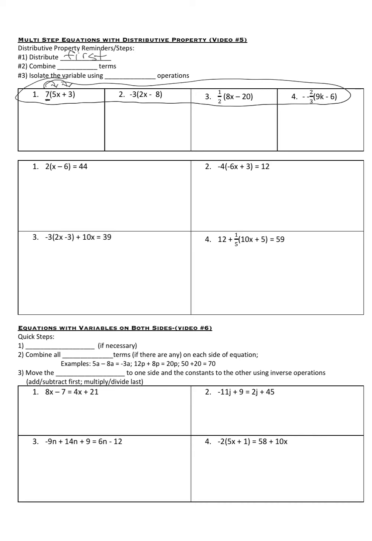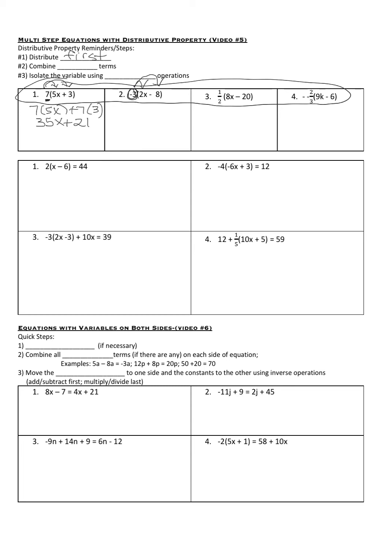We learned this in 6th and 7th grade. So in this problem, you're going to have 7 times 5x, and then you're going to also have 7 times 3. And you don't always have to write that first line. You just kind of have to know that's how it works. In the second problem, you've got negative 3. The lady in the video suggests circling it. It's going to multiply times 2x and then times negative 8. Okay? So after we distribute, let's look at the first one. This would be 35x plus 21.